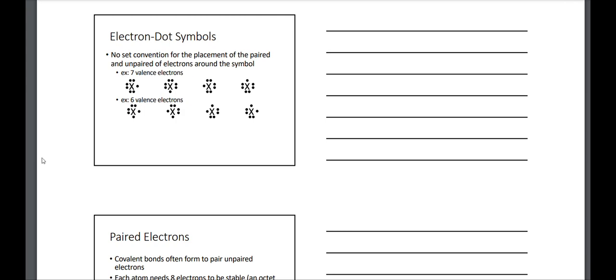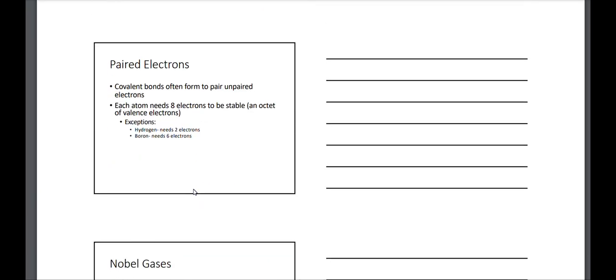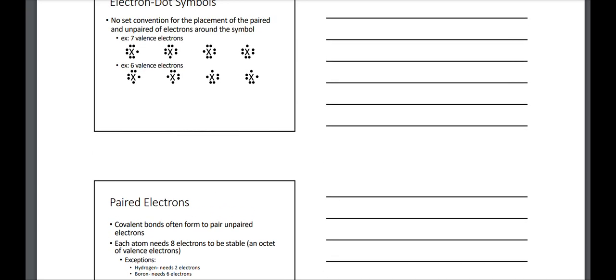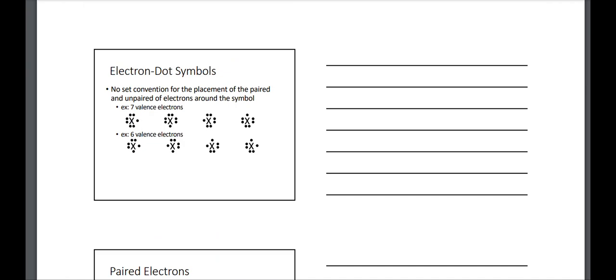You see there is a single non-paired electron right here. Covalent bonds are formed so unpaired electrons are paired. Each atom needs 8 electrons to be stable. So there is an octet rule that's well known in the chemical community, and with chemists, that every atom must have 8 electrons in order to be stable.